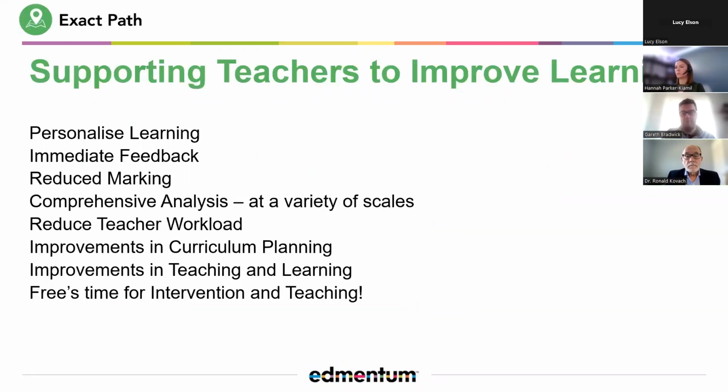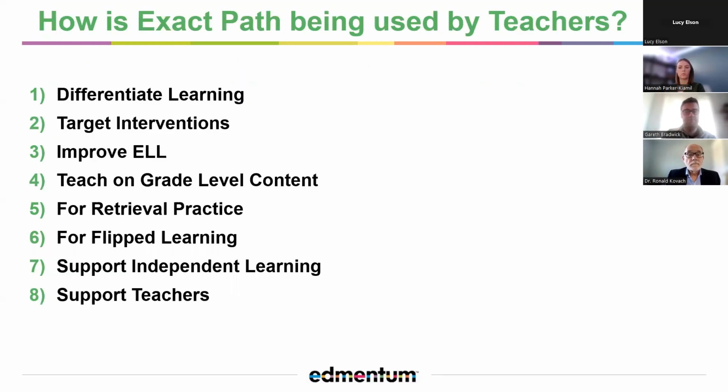And here's some of the different support things that Exact Path learning path can do to support teachers to improve learning. So things like personalized learning, immediate feedback is able to reduce that marking because all of the content is automatically marked. It has comprehensive analysis at a variety of different scales. It allows you to reduce your teacher workload through the automated processes. It can improve on curriculum planning, improvements on teaching and learning, and key, it frees time for intervention and teaching.